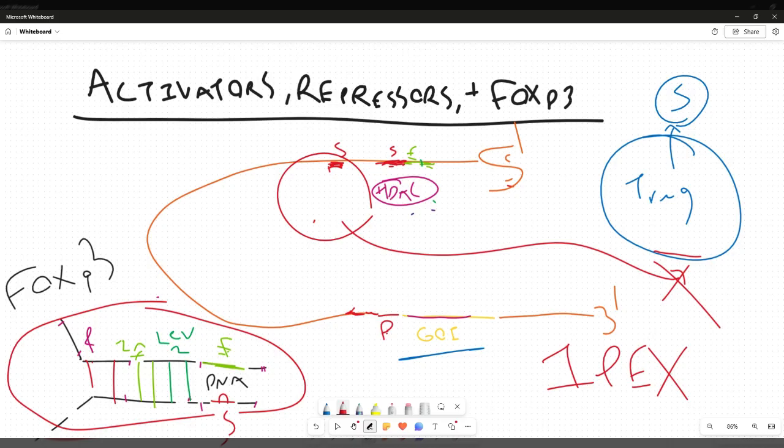So I know this was a bit chaotic, but hopefully this can be helpful to some of you in understanding Foxp3 as well as activators and repressors. This is a pretty important concept for the exam. And yeah, I hope this can be helpful.